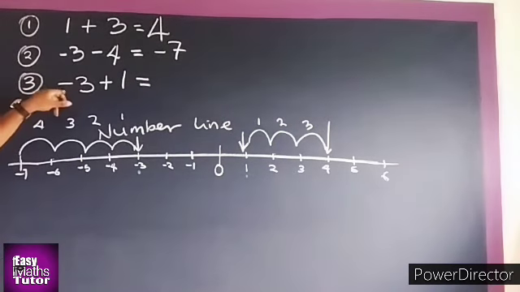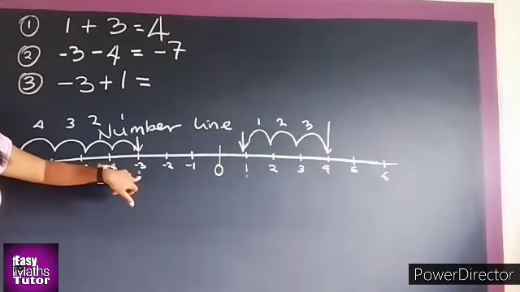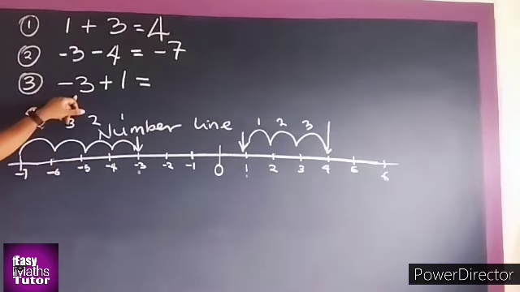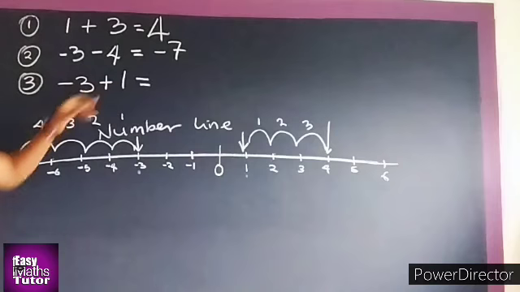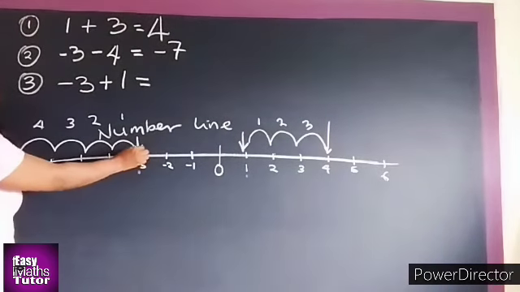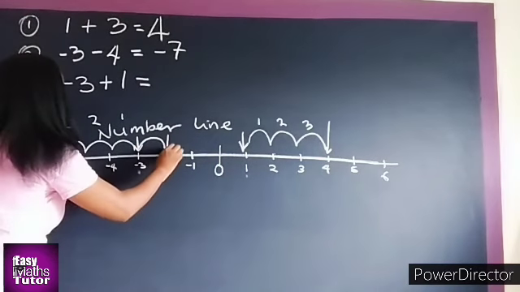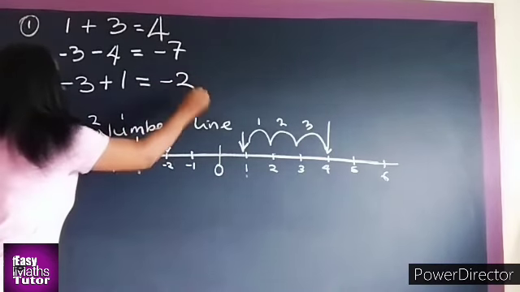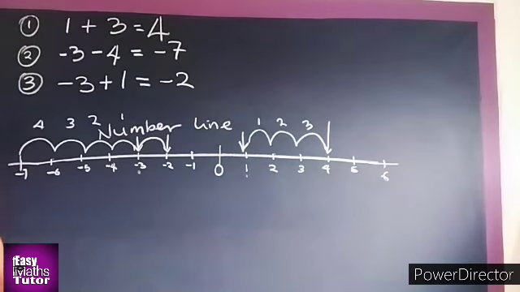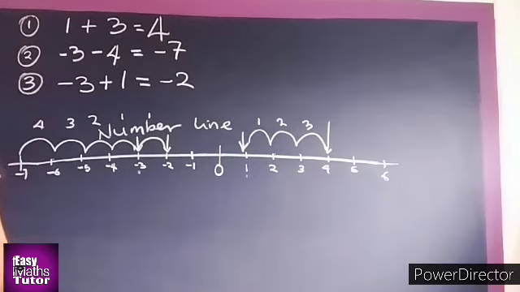So let's solve this. Minus 3. Our first number on the number line will be minus 3. From minus 3, we're going to count plus 1. That means we're going to go to the left once, right? So from minus 3, we'll jump once. And then we land on minus 2. We jumped once and we landed on minus 2. So that's how it goes. It's very, very easy and very straightforward.